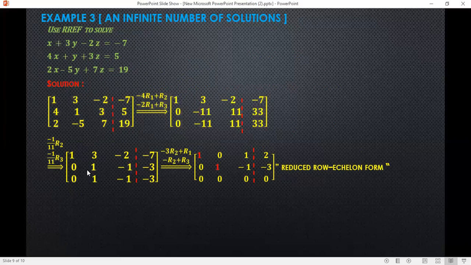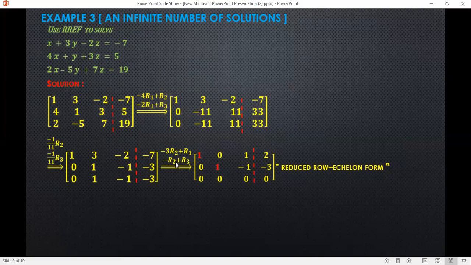Multiply the second by -3. Then here we get -3 plus 3 is equal to 0, as I told you: multiply the second by -3 and add it to the first one to get 0 here. So the second will still be the same. Then the first will be 1, 0, 1, and 2.